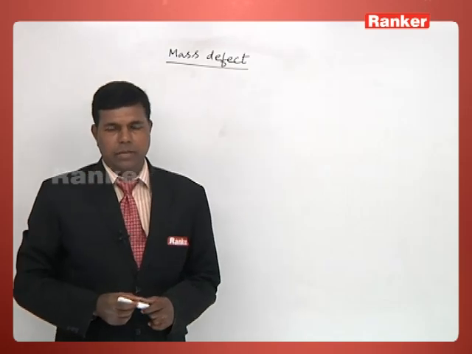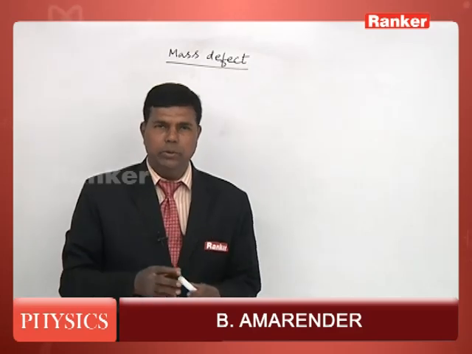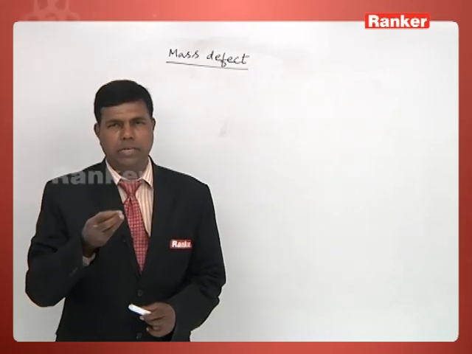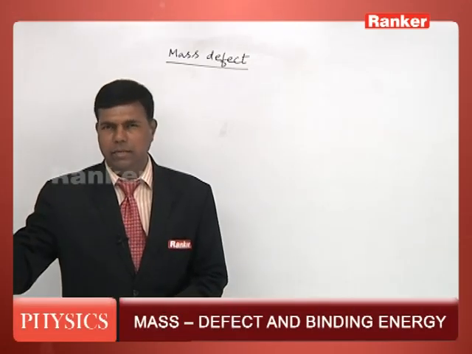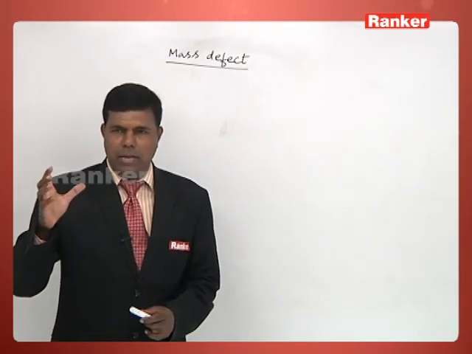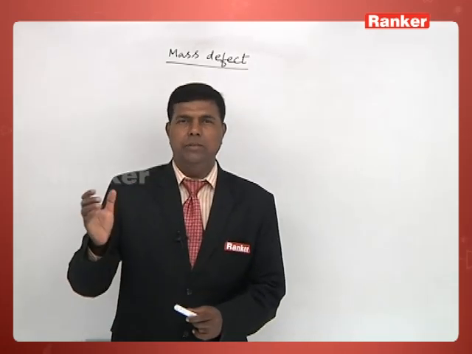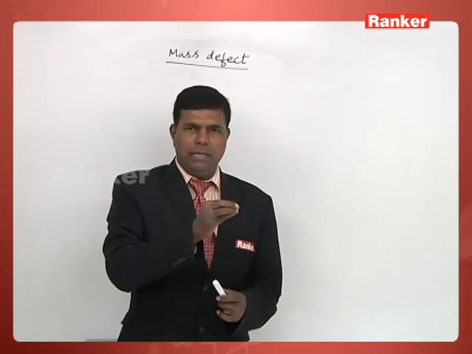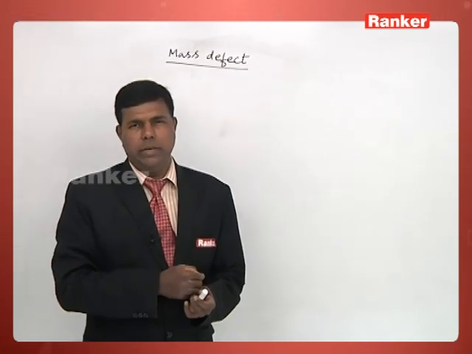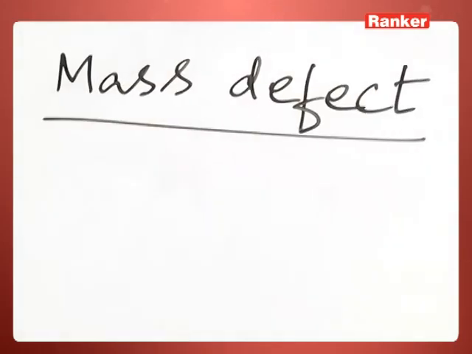Mass defect. In the case of a nucleus, there may be n number of nucleons within the nucleus. If you try to find the mass of all the nucleons put together, that should give you the total mass of the entire nucleus. But there is a difference here. If the mass of the nucleus is measured independently using a mass spectrograph, you will get some value. And if you take the sum of masses of individual nucleons, that will give you another mass. They are different, and the difference is known as mass defect.